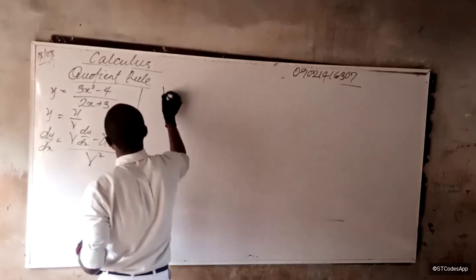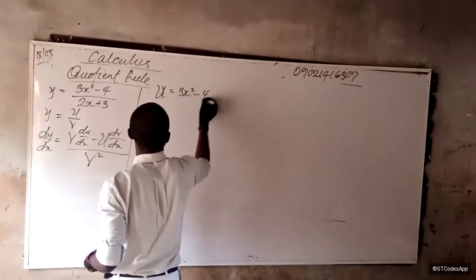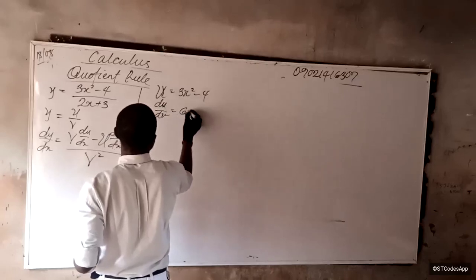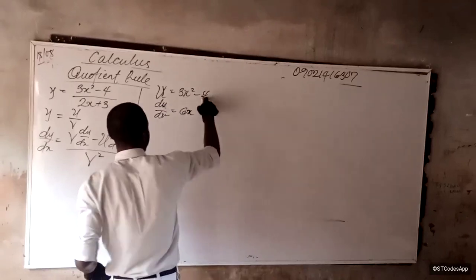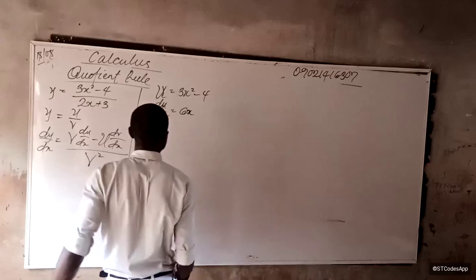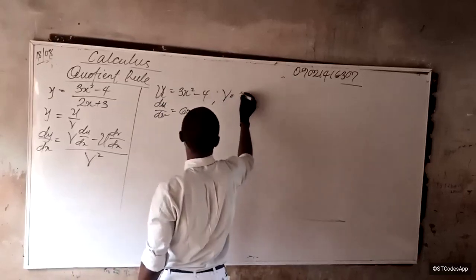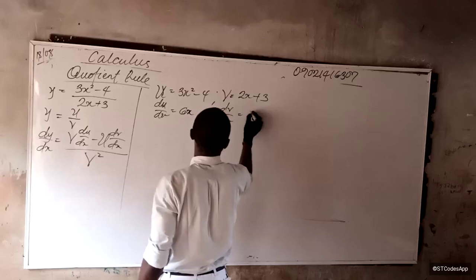So it means that our U is 3x squared minus 4, and du/dx now is going to be what? 6x, the derivative of the constant is 0. So from there, v is also 2x plus 3, so dv/dx is going to be 2.